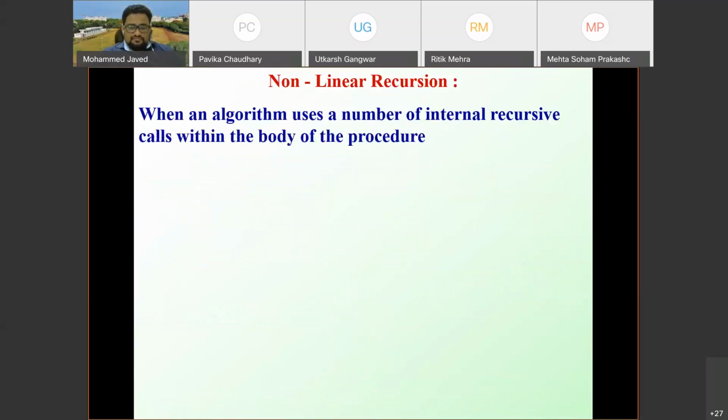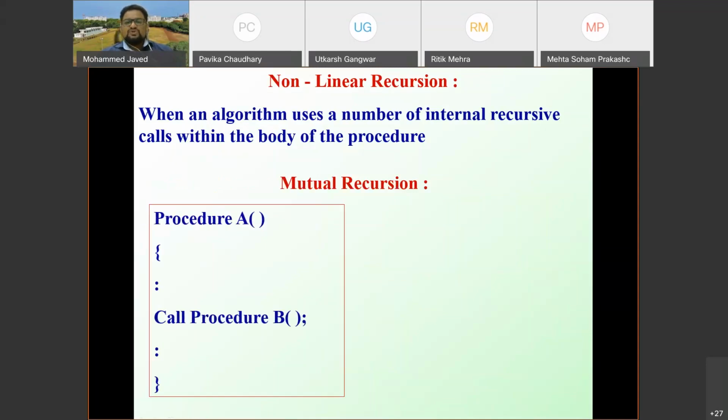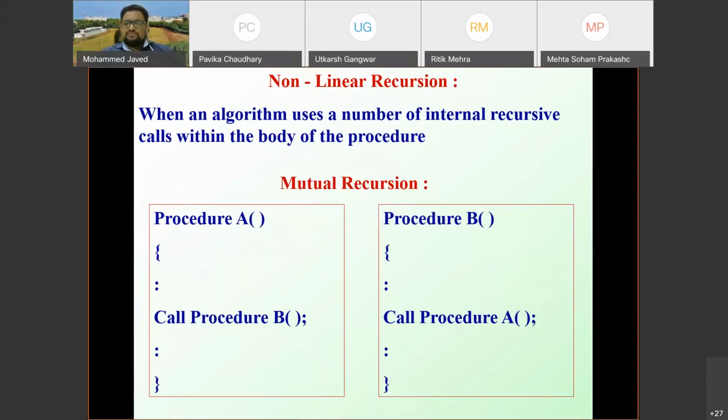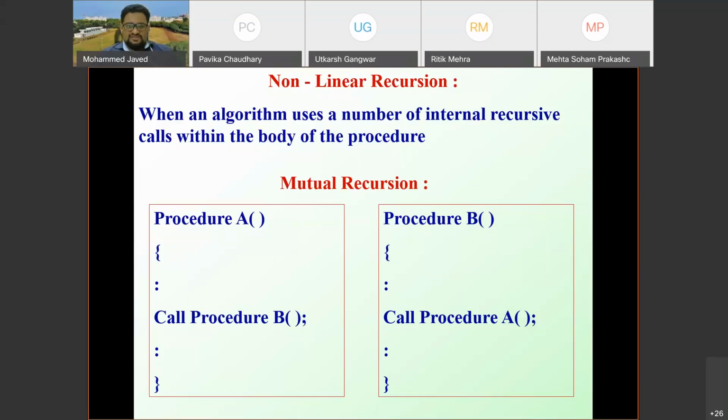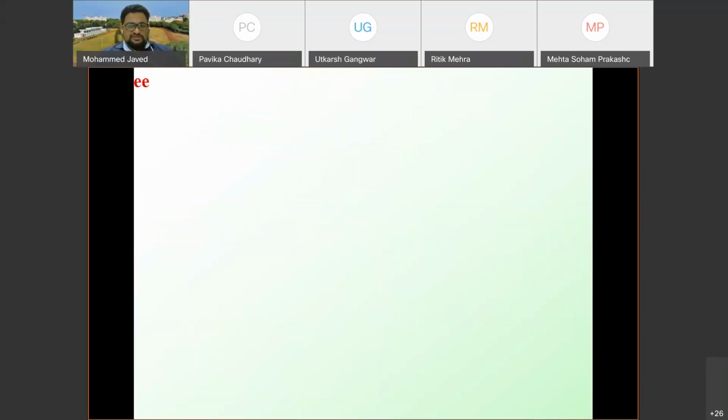And now the third type of recursion, that is nonlinear recursion. Nonlinear recursion comes into the picture when an algorithm uses a number of internal recursive calls within the body of the procedure. One example would be mutual recursion. In mutual recursion, procedure A is calling procedure B, and in turn procedure B is calling back procedure A. So this is an example of mutual recursion, and this is a case of nonlinear recursion.